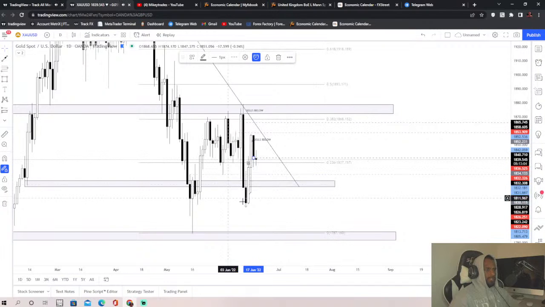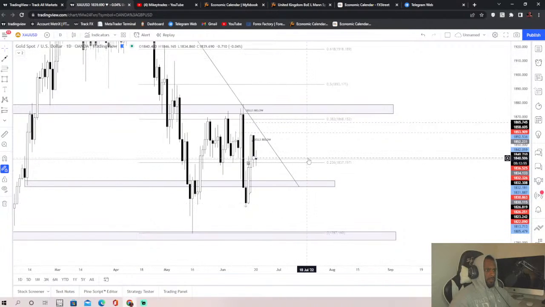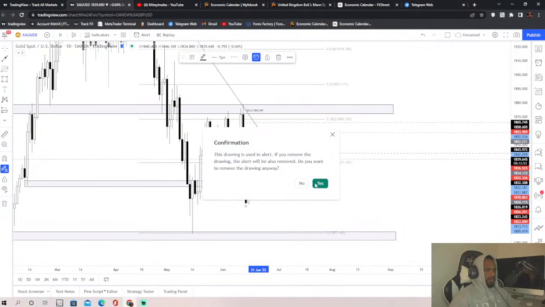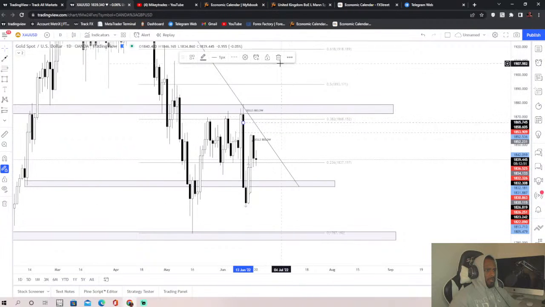Alright, so, gold. 1840. Let's get rid of this. 1828, key structure, liquidity zone. We can get rid of that too. We don't really need it. And then this, we can get rid of. We don't need that. Here, we don't really need that. And then we can just keep that there. Okay.